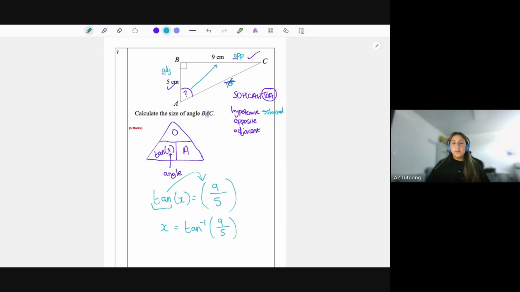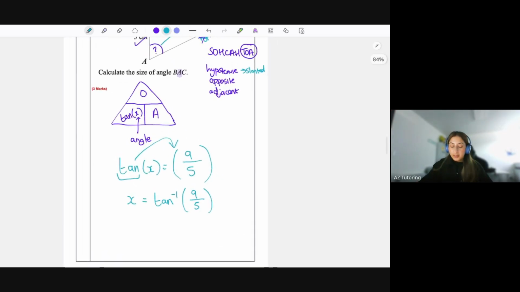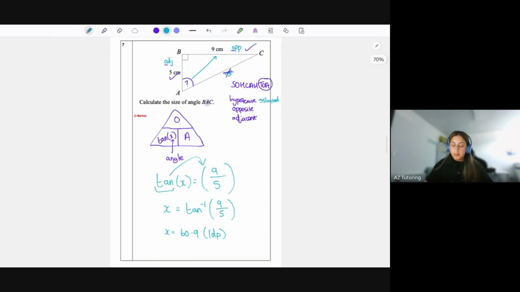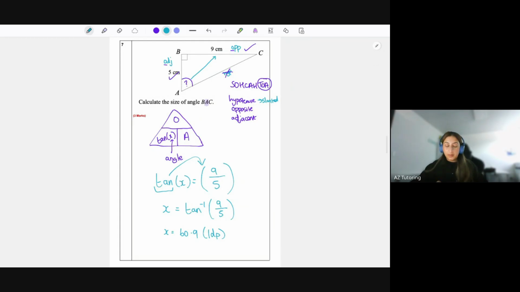9/5. And how you get your inverse trig value is you press shift on your calculator and then your trig value, and it will give the inverse trig values. So it's just an extra step of doing shift. And if I write that on my calculator, x equals tan to the power of -1 times 9/5, that gives me 60.9 degrees to 1 decimal place. So that's my angle. My angle is 60.9.